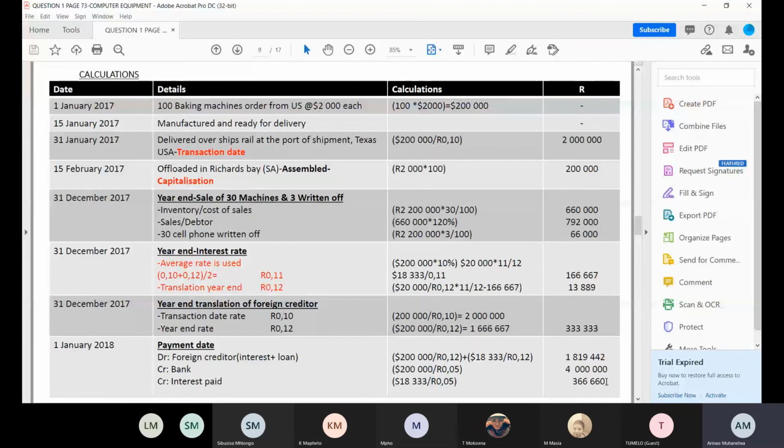Let's quickly read the information. As you can see here, it's DDP, delivery duty paid. Now it's no longer CIF. All right. So what did we say about delivery duty paid? Just to recap here. Delivery duty paid, the transaction date is when the goods or whatever we bought are cleared by customs in South Africa. Very important.